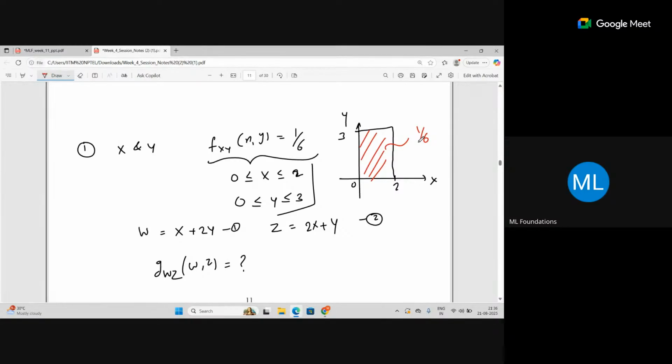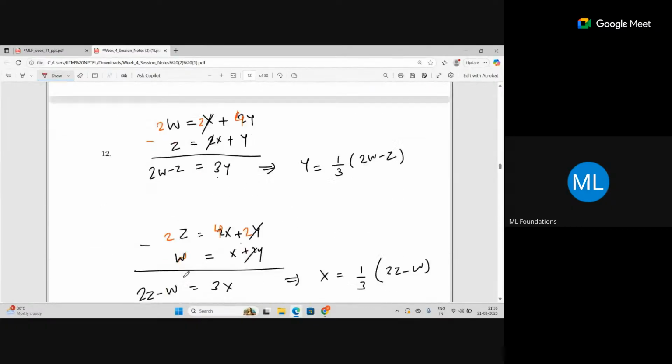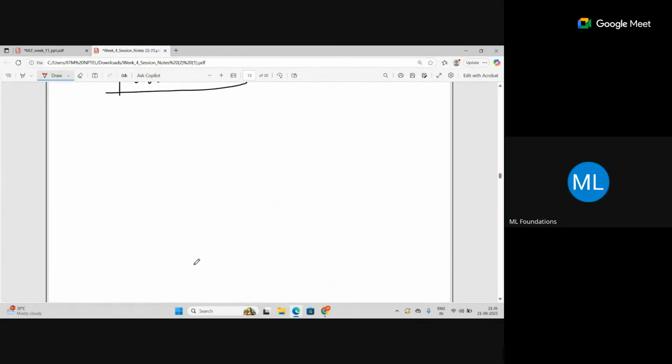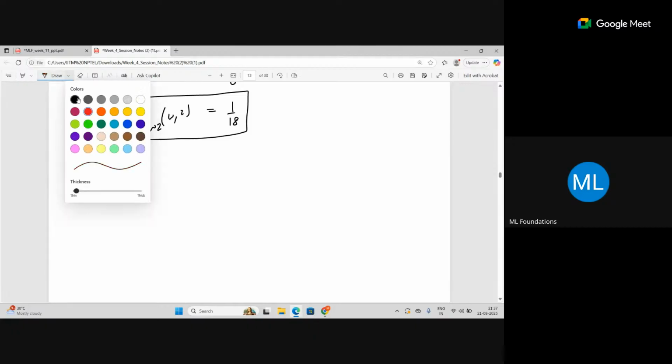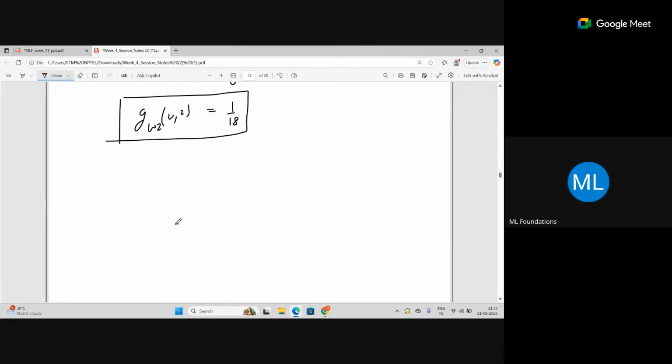But now we have found out the g of w and z, but what will be the support of it? We need to find it out again. So how to find out this support? We have to find out the range of w and z, right? Again, I'll write down once more. What is x? x is 1 by 3 (minus w plus 2z). y is 1 by 3 into (2w minus z).